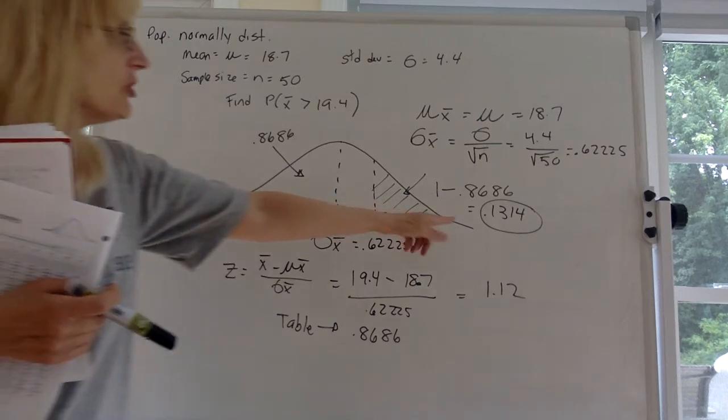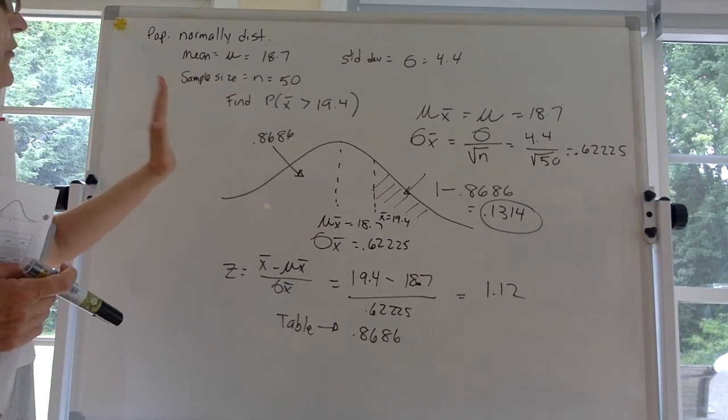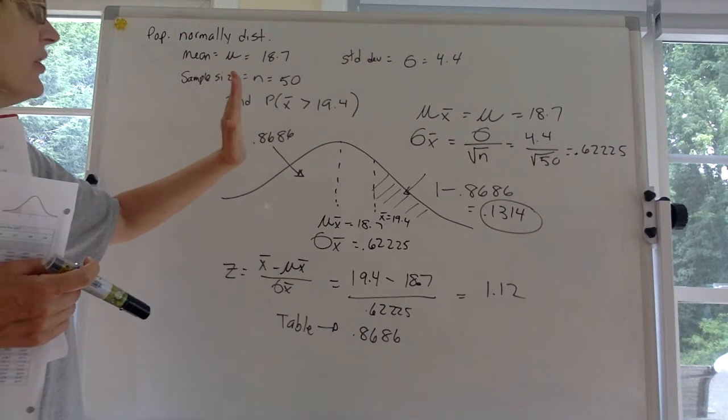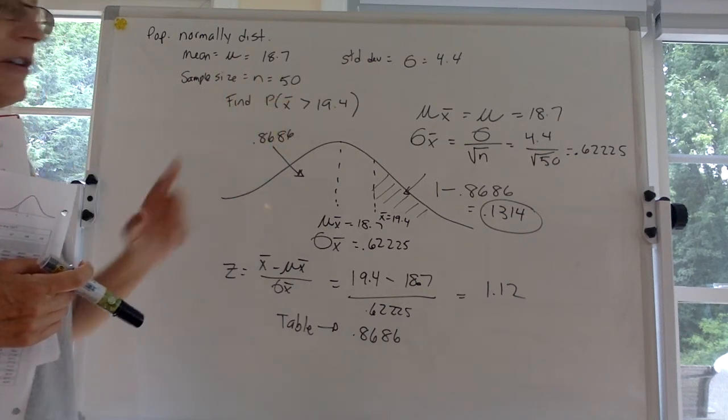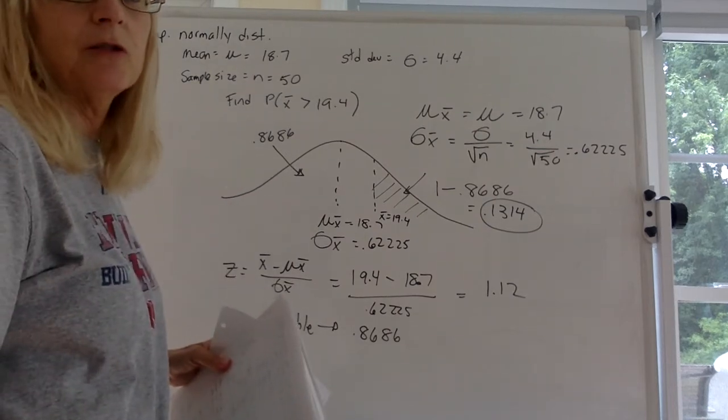So think of it this way. There's like a 13.14% chance that if you took a sample of size 50, you're going to get a mean for that sample that's greater than 19.4. So that's it. I hope that helps with these problems.